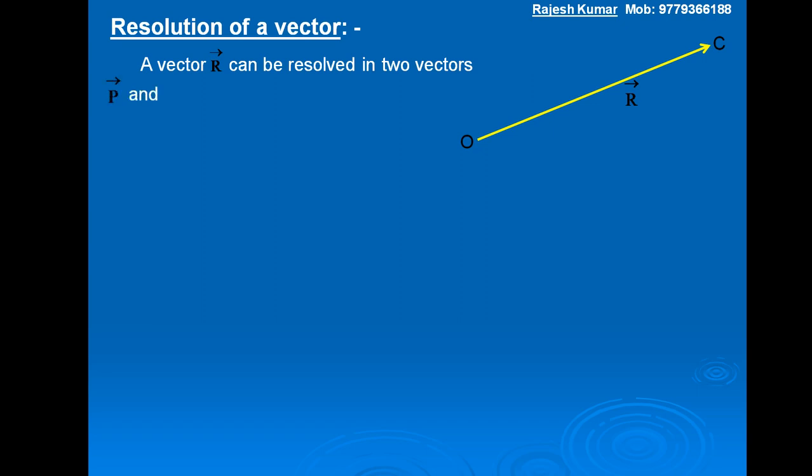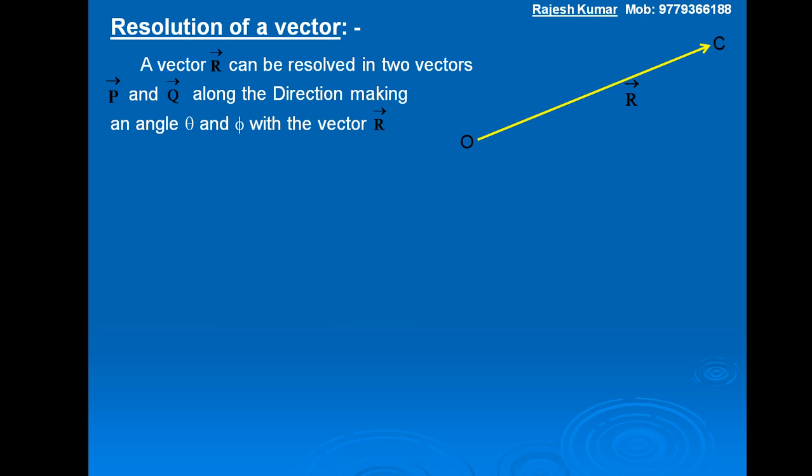P and vector Q along the direction making an angle theta and phi with the vector R. Now, as shown in the diagram, the direction of vector P makes an angle theta with the vector R, and the direction of vector Q makes an angle phi with the vector R, as shown in the figure.